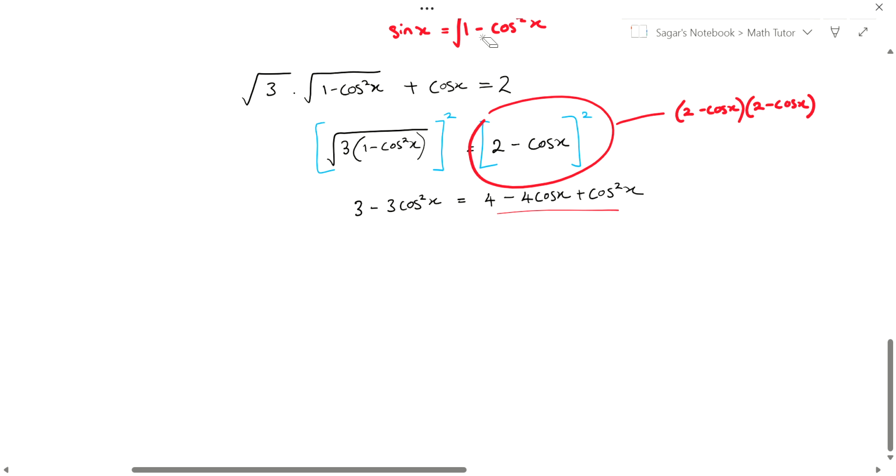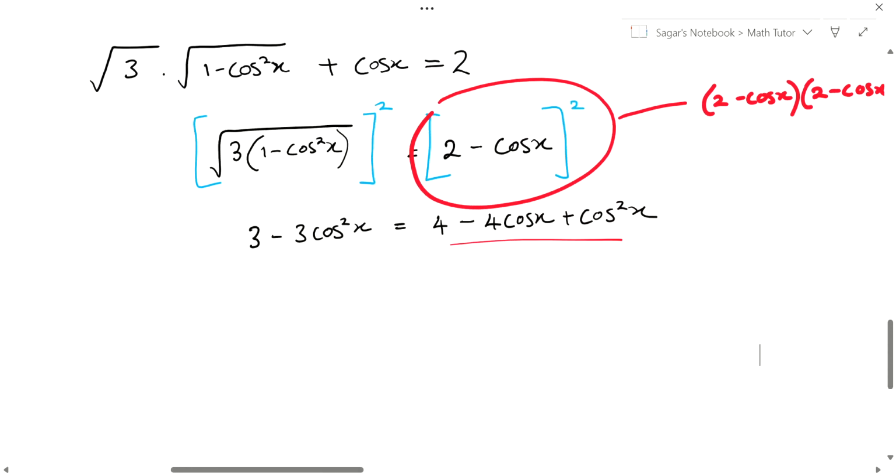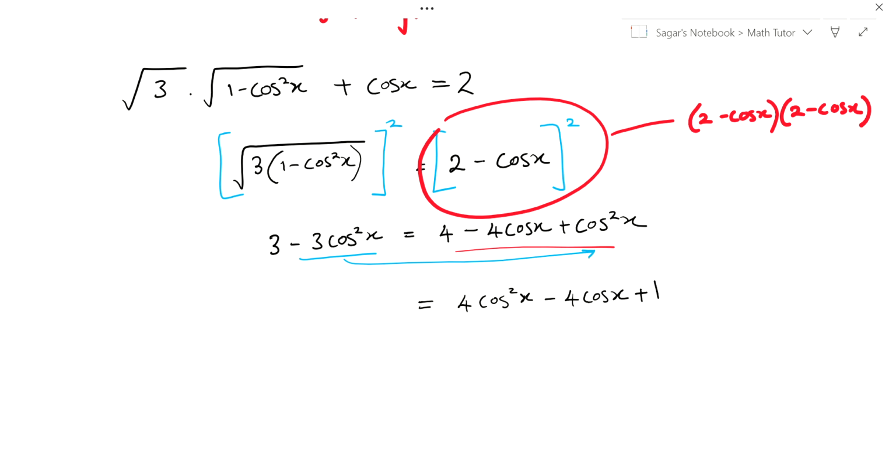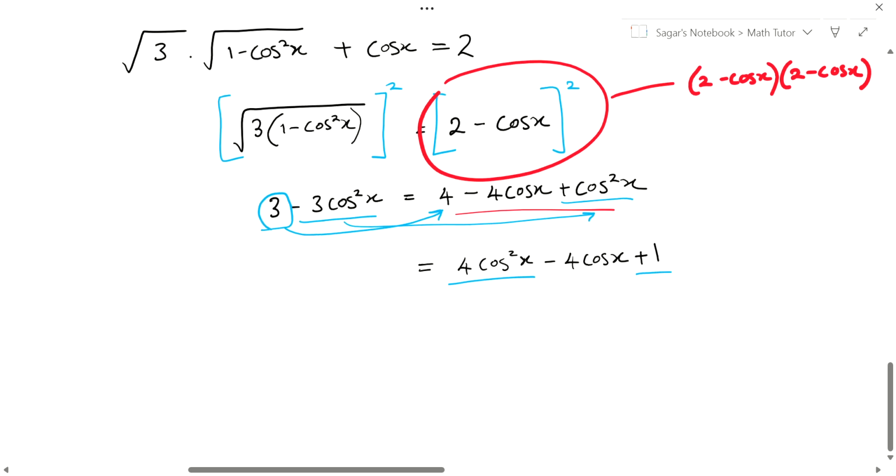Now let us further simplify. In this case I would take everything to the right side. You will see why. I end up with 4 cos squared x minus 4 cos x plus 1. The minus 3 cos squared x to the other side becomes plus 3 cos squared x, plus cos squared x is 4 cos squared x. The 3 to the other side becomes minus 4 plus 3, that's minus 1, right?